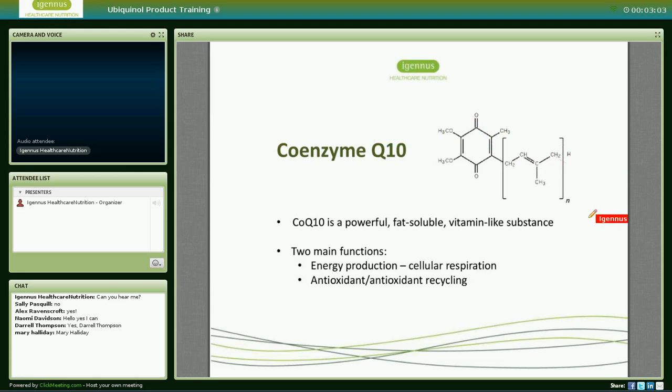Within the body, it has two main functions. The first is energy production in cellular respiration, and the second is as an antioxidant and antioxidant recycler.